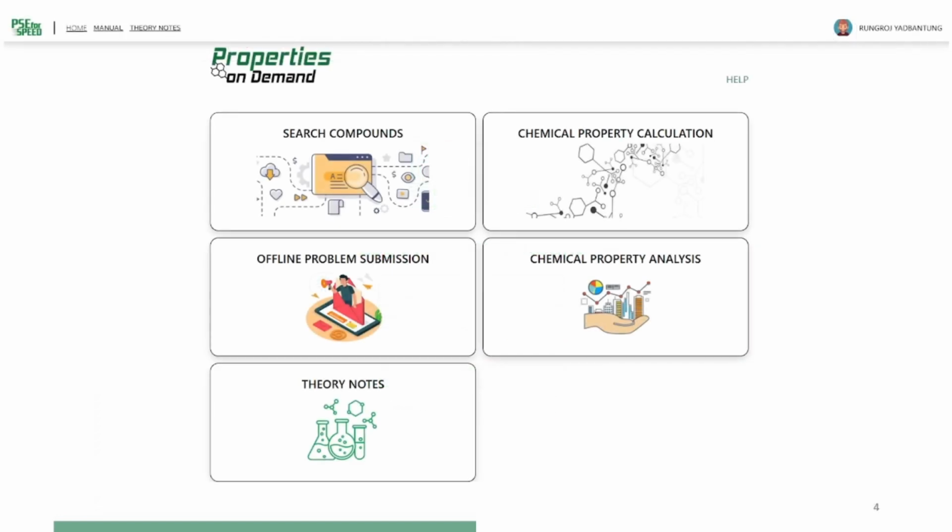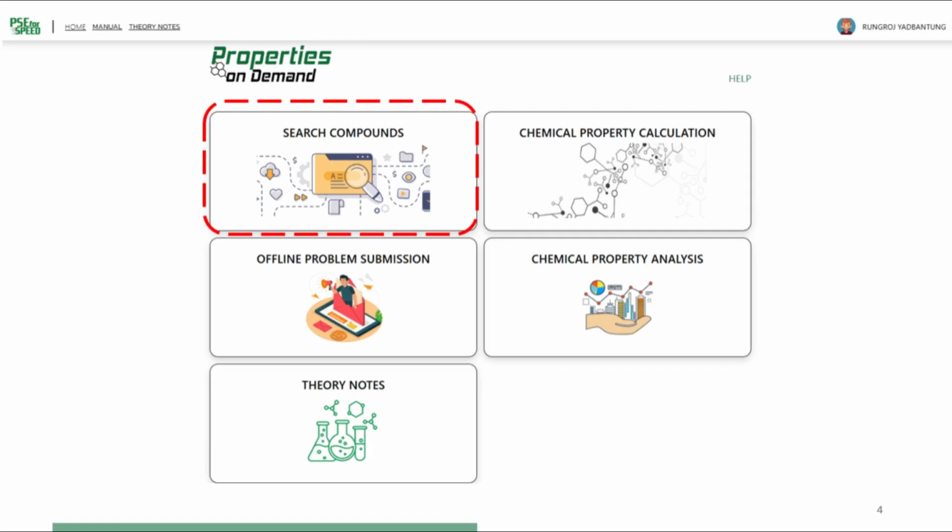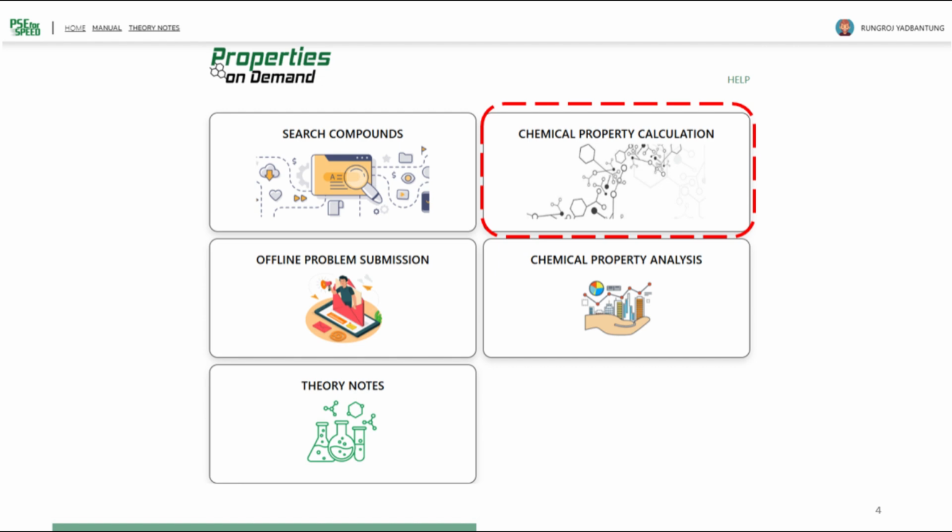Properties on Demand software gives 5 options to the user. Option 1. Search database for properties of a chemical. This is forward search, or search for compounds matching specified target properties. This is reverse search. Option 2. Property estimation, enables the user to compute chemical properties of compounds using PSE4Speed in-house property models.